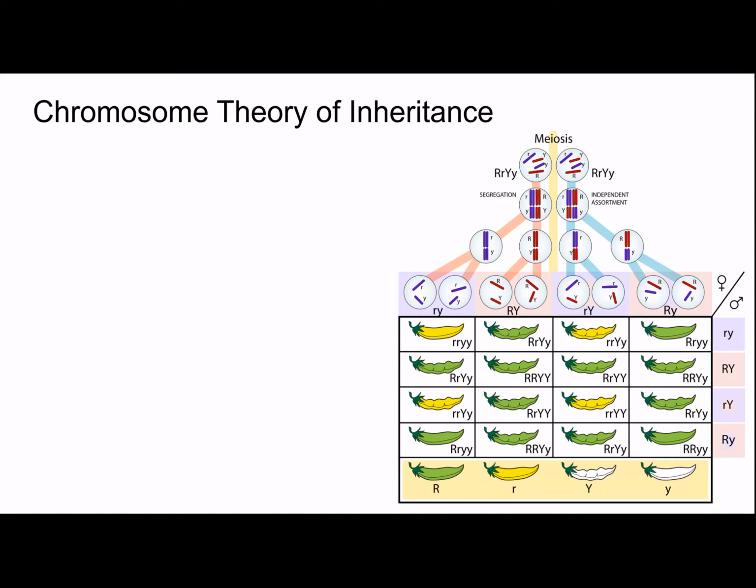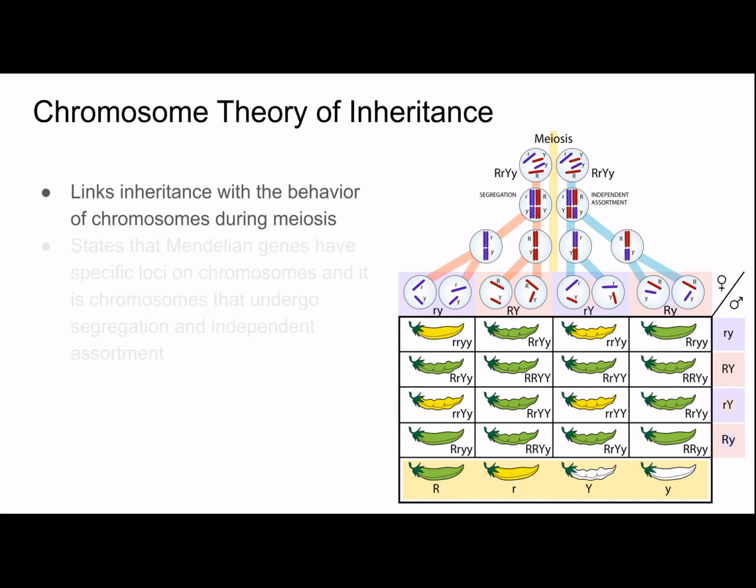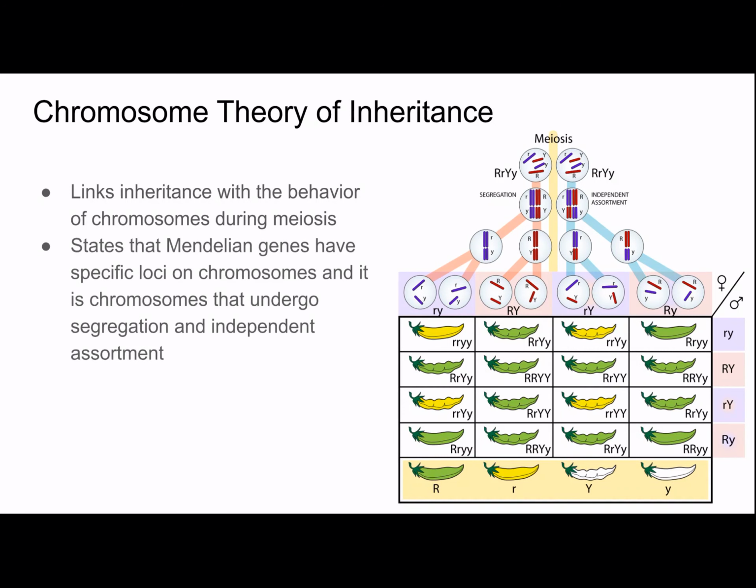The chromosome theory of inheritance links inheritance with the behavior of chromosomes during meiosis. It states that Mendelian genes have specific loci, remember loci are the location of the genes, on chromosomes, and it is chromosomes that undergo segregation and independent assortment.